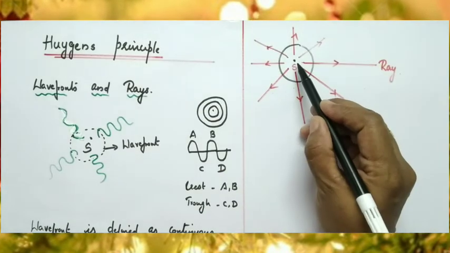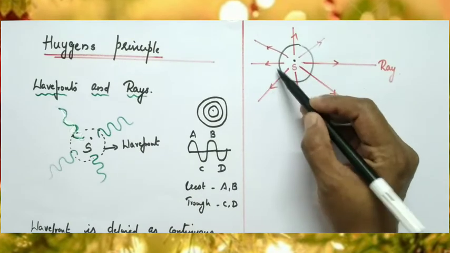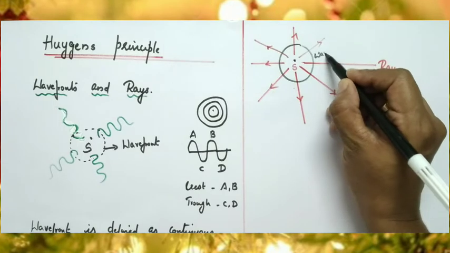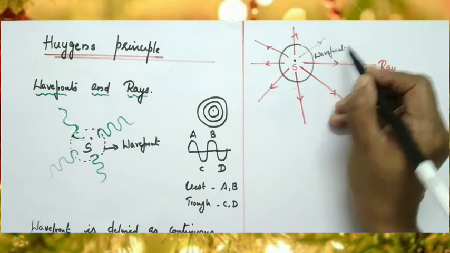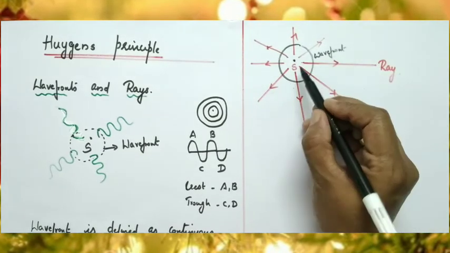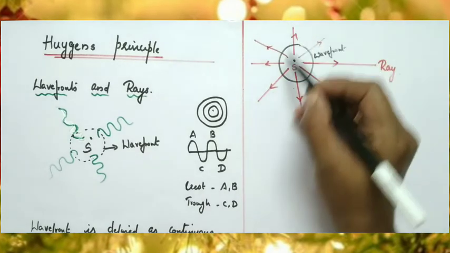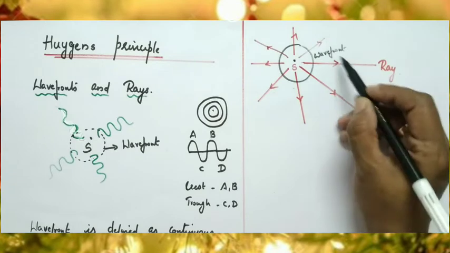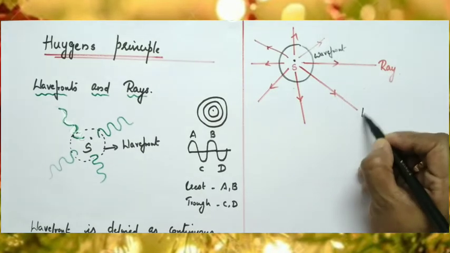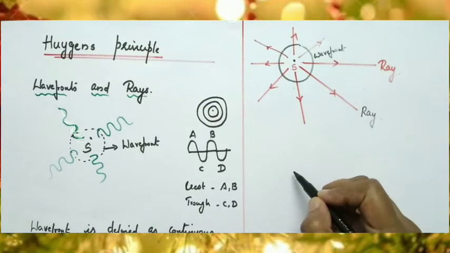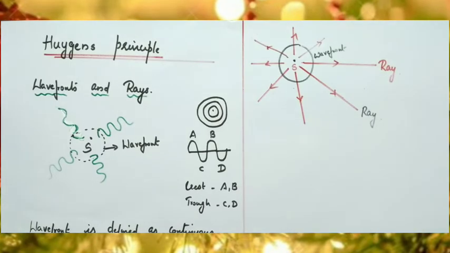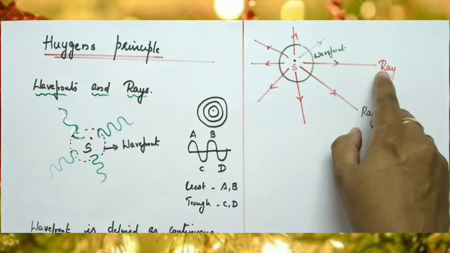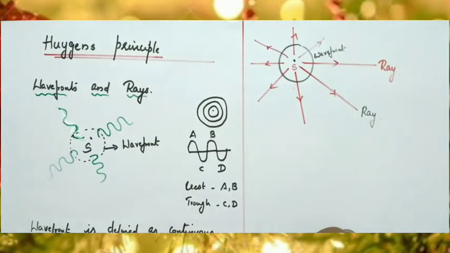Here, S is the light source, and this black circular region represents a wavefront. It is a region of constant phase. The lines which are perpendicular to the wavefront are called rays. So these are all rays. Rays are always perpendicular to the wavefront. That's a very important point. So what is a wavefront? It is a region of constant phase, and rays are perpendicular to the wavefront.